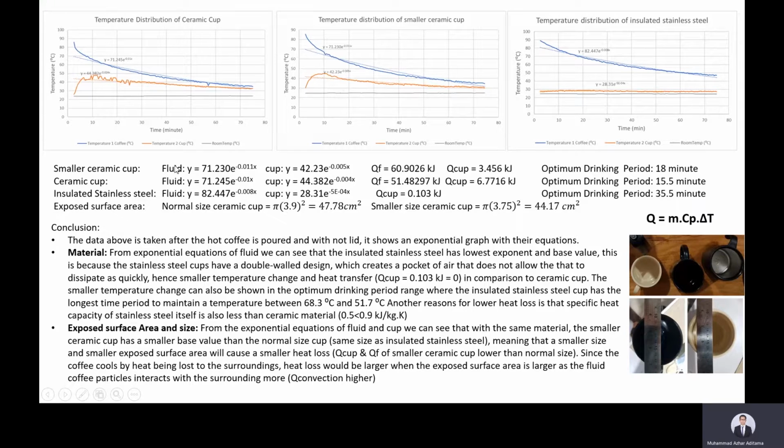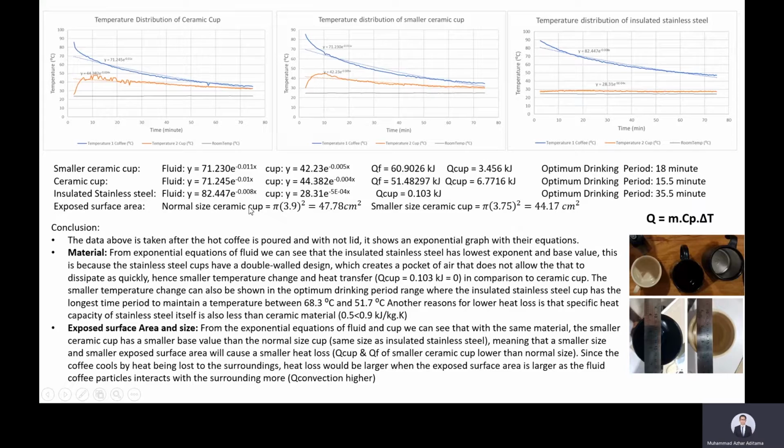So from the exponential equation of the smaller ceramic cup and the normal size ceramic cup, we can see that the smaller ceramic cup has a smaller base value, which means that it is less deep than the ceramic cup, as you can see from the graph itself as well. We know that the smaller ceramic cup has a smaller exposed area, 4.70 centimeters squared for the smaller one and 47 for the normal size one.